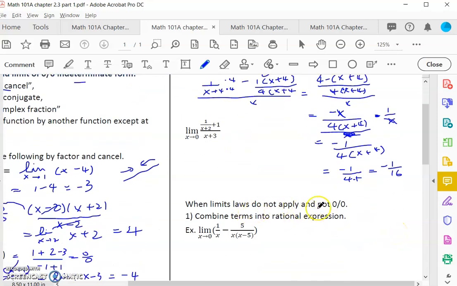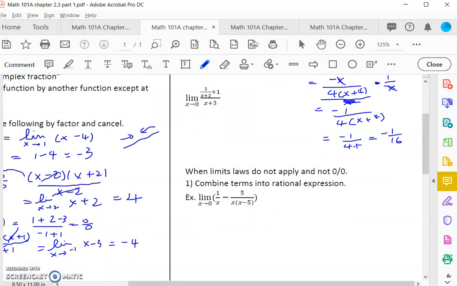So what happens if the limit law does not apply and it is not 0 over 0? We will have another method. That will be covered in 2.2 part 2.